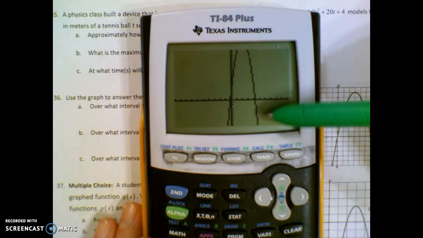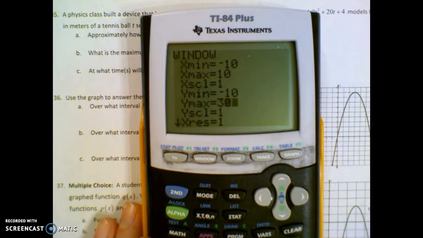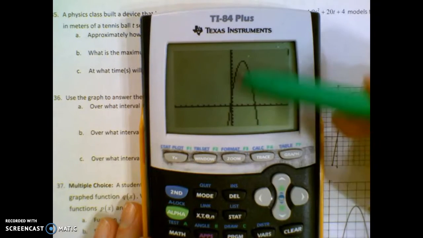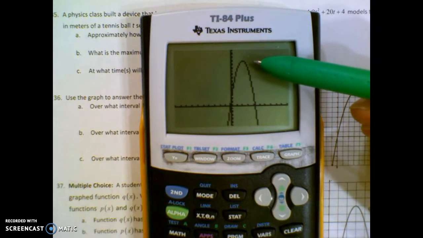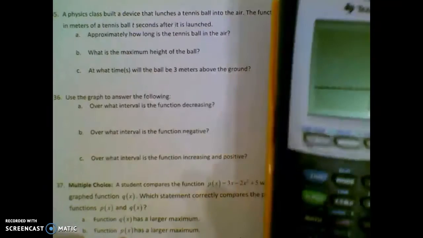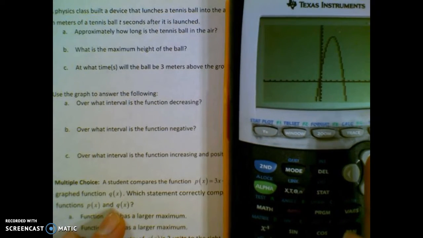I'm almost there, not terribly far away, so change my window maybe 25 or maybe 30. It doesn't hurt to be a little above. So I'm going to try 30. Okay, cool. So we actually got a little extra high up there, which is fine. We could just move it down, but no big deal. Either way, the question says approximately how long was the tennis ball in the air?